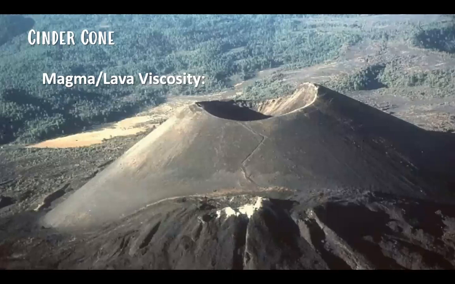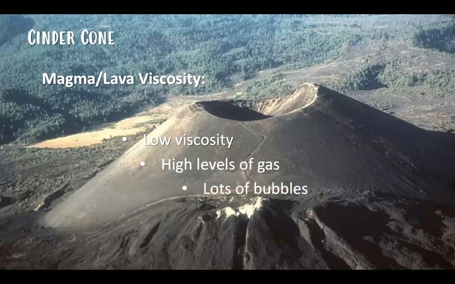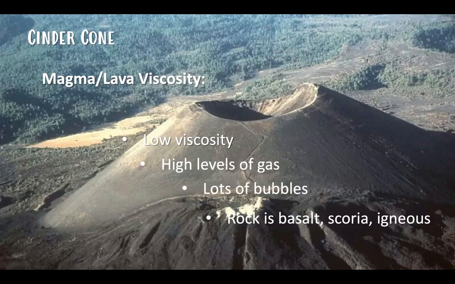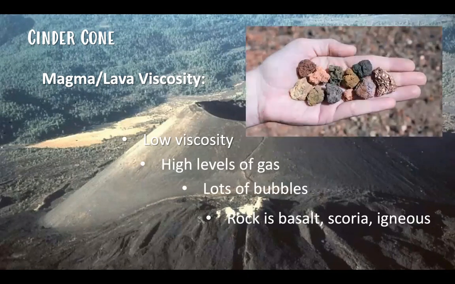All right, so the magma and viscosity of a cinder cone volcano, it's low viscosity again. It does have more gas usually, so there's gonna be lots of bubbles. The rock is basalt, scoria, or igneous. You've probably seen these before.